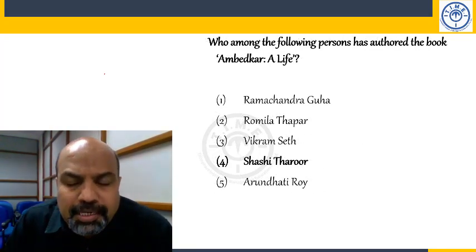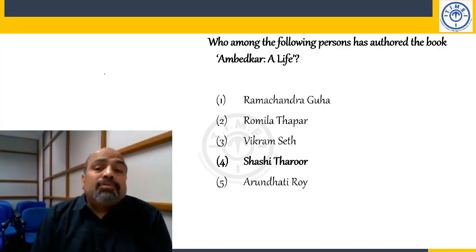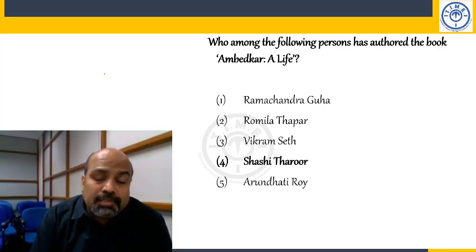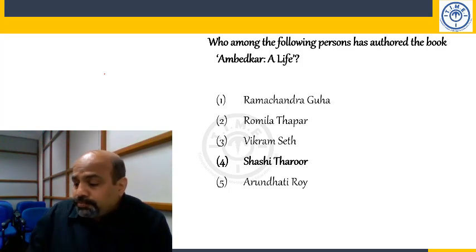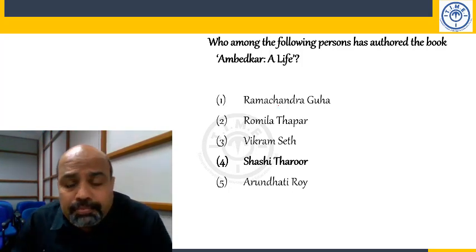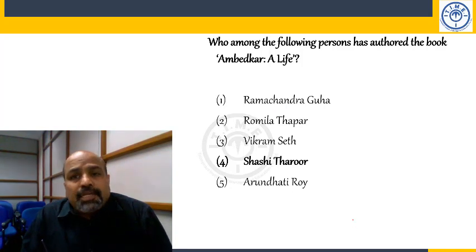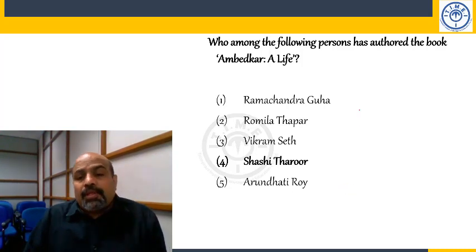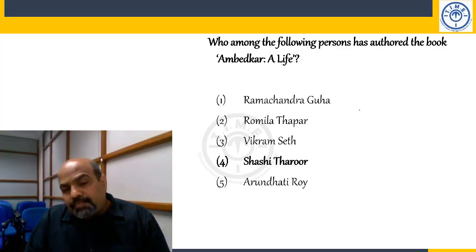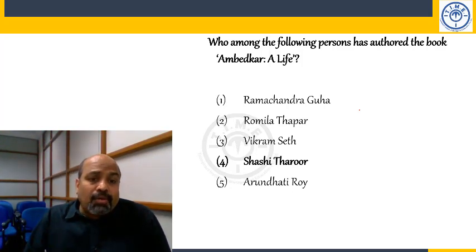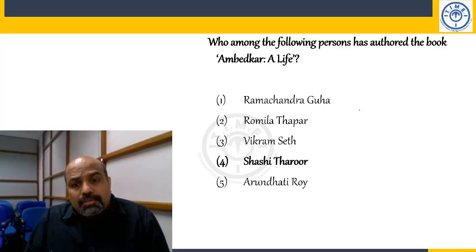Whom of the following persons has authored the book Ambedkar, A Life? Shashi Tharoor, he's a prolific writer. Shashi Tharoor has a PhD in international law and he worked for the UN for a long time. He was Deputy Under Secretary General for a long time. He stood for the election to the Secretary General's post but came in second. Now I want you to know a little bit about the other choices.